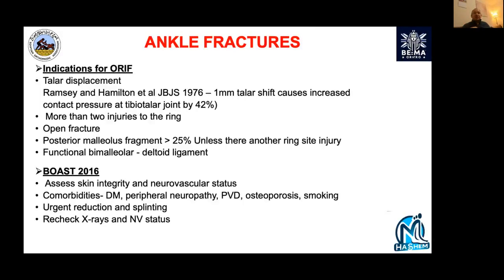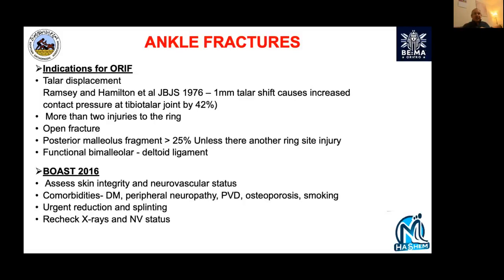If it's less than 25%, you can ignore it. If more than 25%, you can fix it. But you need to be sure that this is an isolated posterior malleolus and there are no other injuries in the ankle ring. Any functional bimalleolar fracture, which means it's not only bimalleolar bony injury, it could be one side bony, one side ligamentous, is again a two-sided injury of the ring and needs open reduction internal fixation.